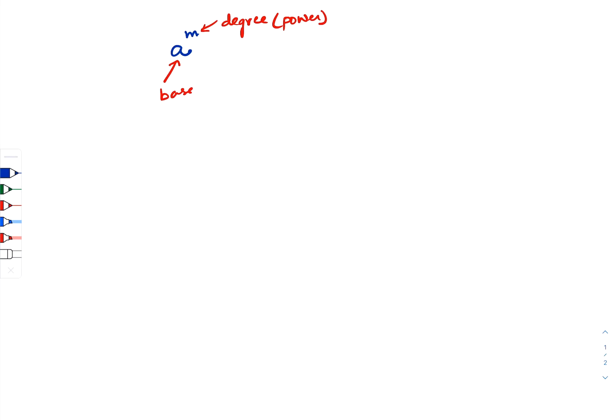So in this video, we're going to talk about when you have different bases with different degrees and you combine them together, what are the rules of combination, okay? So let's take an example to illustrate this. Let's say you have negative 5 raised to the power 6 times negative 5 raised to the power 5, okay? As you can see, the base is the same, the powers are different, okay?